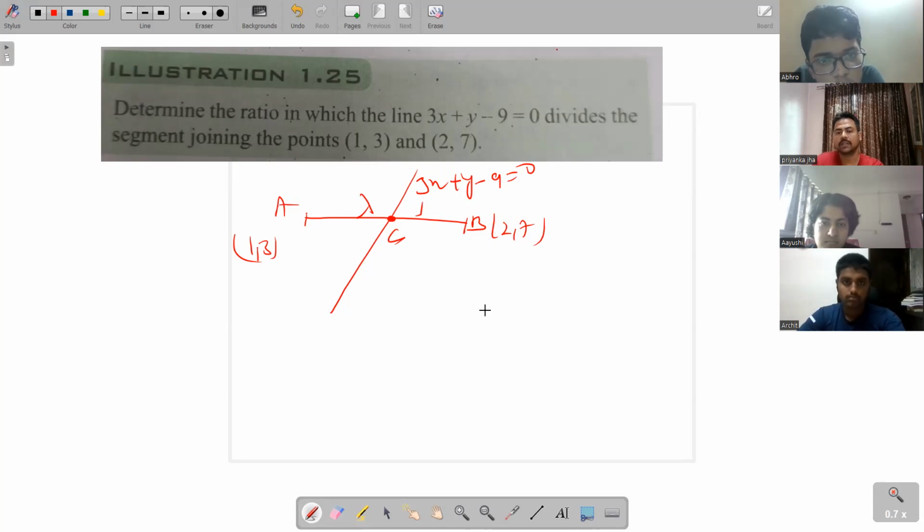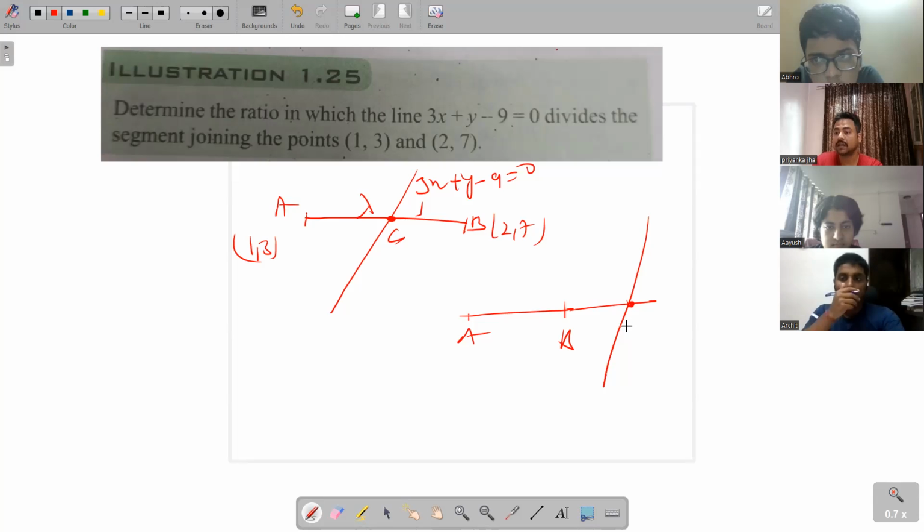Now you can also raise one question, sir. This line can also divide like this. Yes, that is also possible. If this line divides like this, it is internal division, and if it divides like this, it is called external division. Then the next question would be, which formula will you use, internal or external? I can use any. So let's assume that this line will divide this line segment internally. It means that lambda has to be positive. If after calculation I get lambda negative, it means that our assumption was wrong.